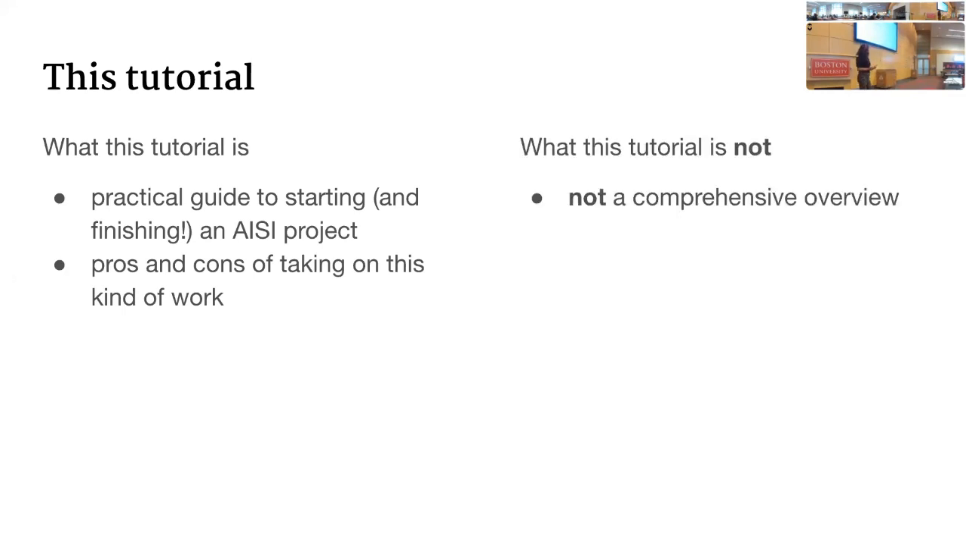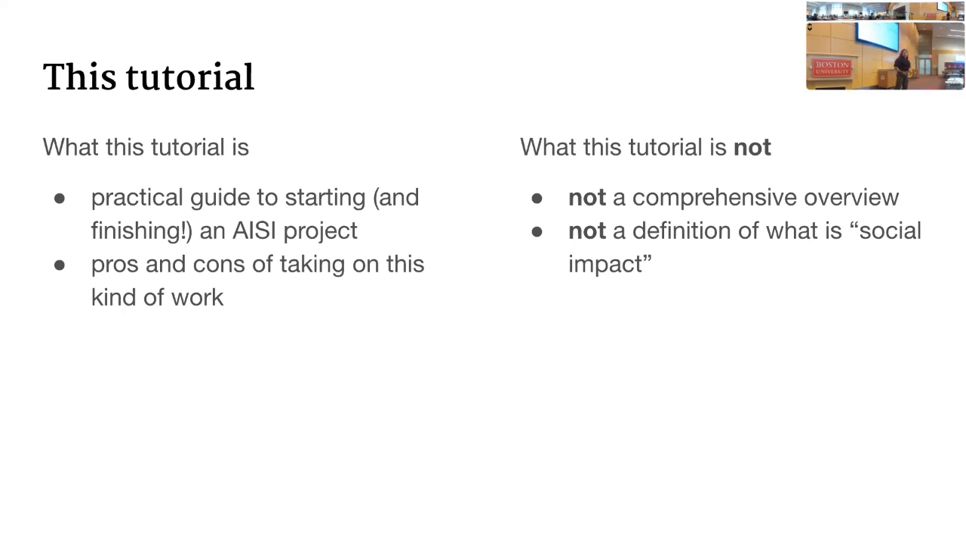And things that this tutorial is not. So this is not obviously a comprehensive overview. 2 hours is not enough time to cover everything. We won't be defining what social impact is. So the scope of what social impact means is too big a conversation today. This will not be a research talk, so we won't be focused on the math or the methods, but more the why do we choose this method for the project. And also, this is not just AI for social impact, it's computational tools more broadly, or you could call it algorithms, mechanisms, and optimization.